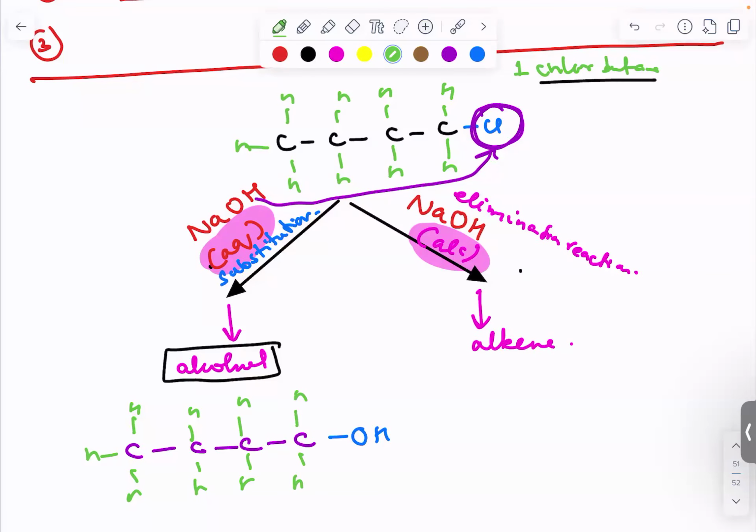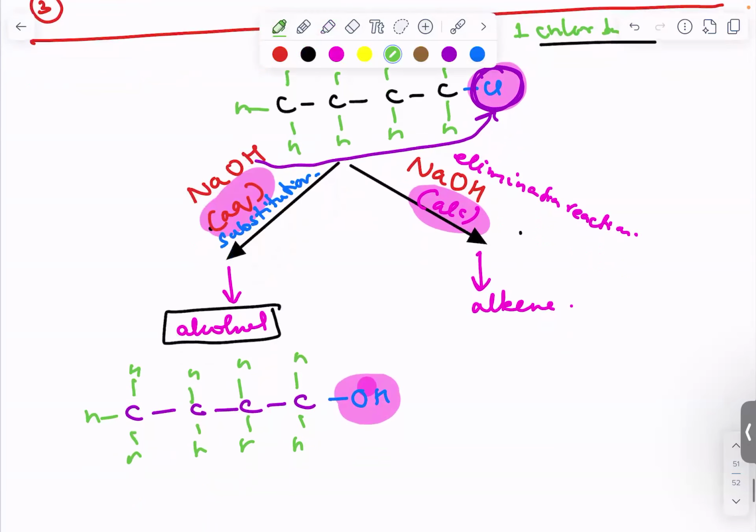Are you getting my point? All right. So this is the change. This is the change. Here it is. And this is substitution, repeating again and again that this is elimination and this is substitution.